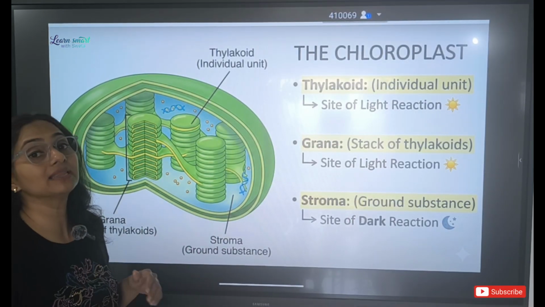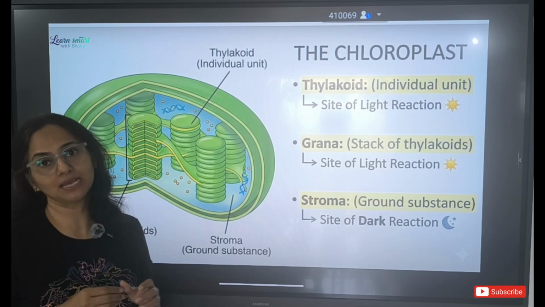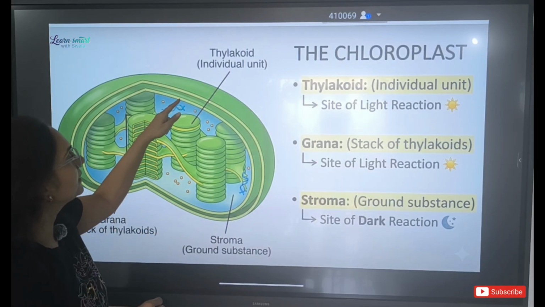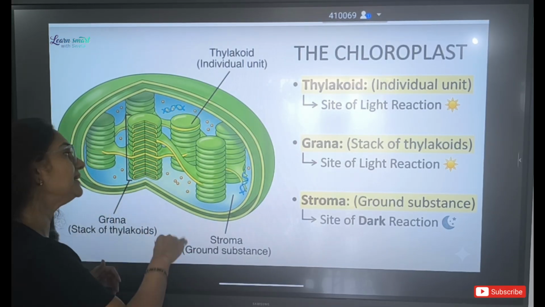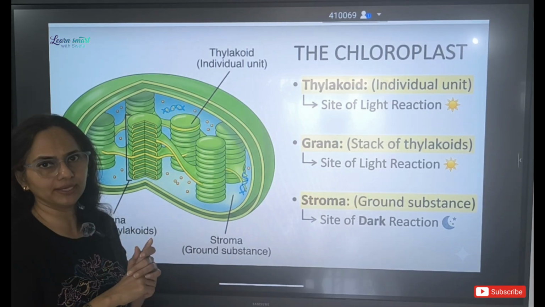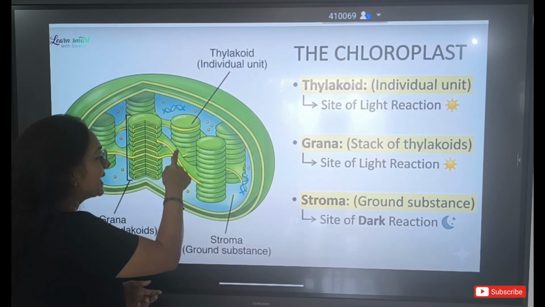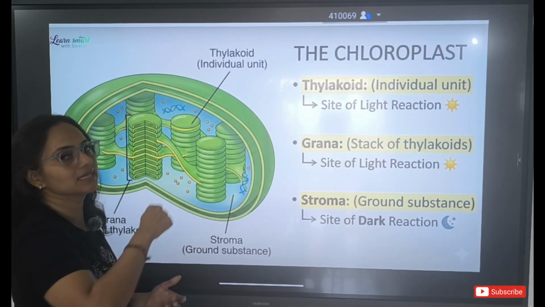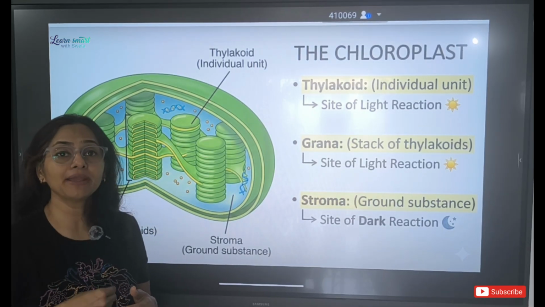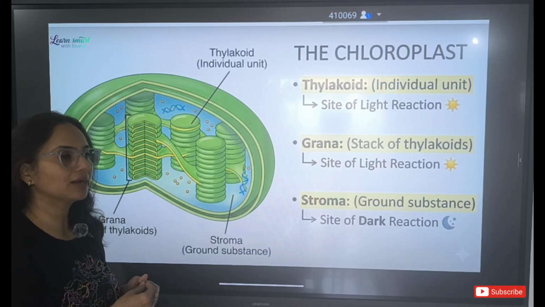Let's have a look at the structure of the chloroplast. Chloroplasts are the green colored plastids. These contain the pigment chlorophyll. Chloroplasts have a double membrane structure. Inside the chloroplast are present these thylakoids. These are single units, and there are many such units present in a stack, and that stack of thylakoids is called the grana. It is here in the thylakoid and the grana that the light reaction of photosynthesis takes place. We will discuss the light reaction and dark reaction also.